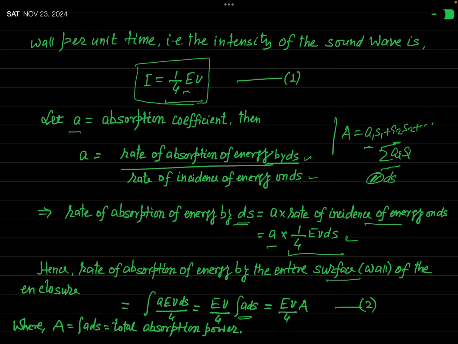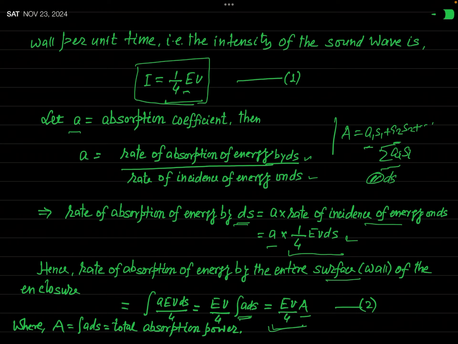So instead of the integral of A ds, now I am writing this capital A, which represents the total absorption power. Okay. So the total energy absorbed in 1 second by the wall is given by EVA divided by 4. Okay. EVA divided by 4.